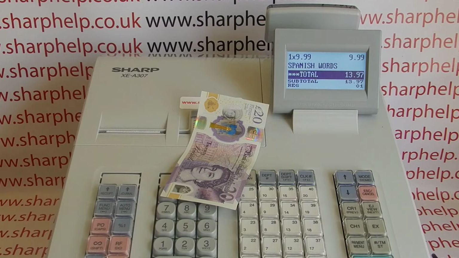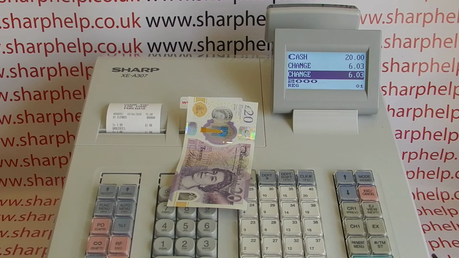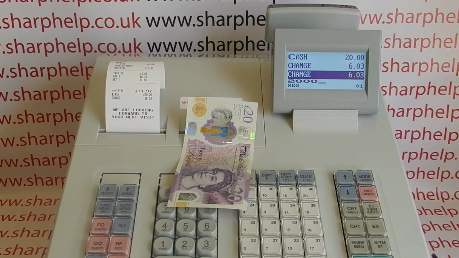So the first thing I do whenever I take a payment like this would be to type in the exact money tendered. So there I've typed in 20.00, so £20. I hit my cash button. Obviously, depending on your machine, your cash button might look slightly different than that, but the process is the same. And you can see straight away a couple of things.